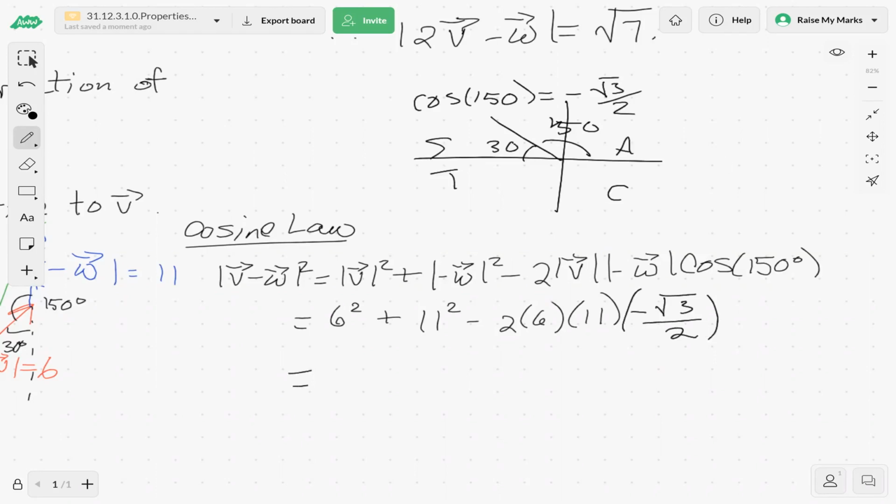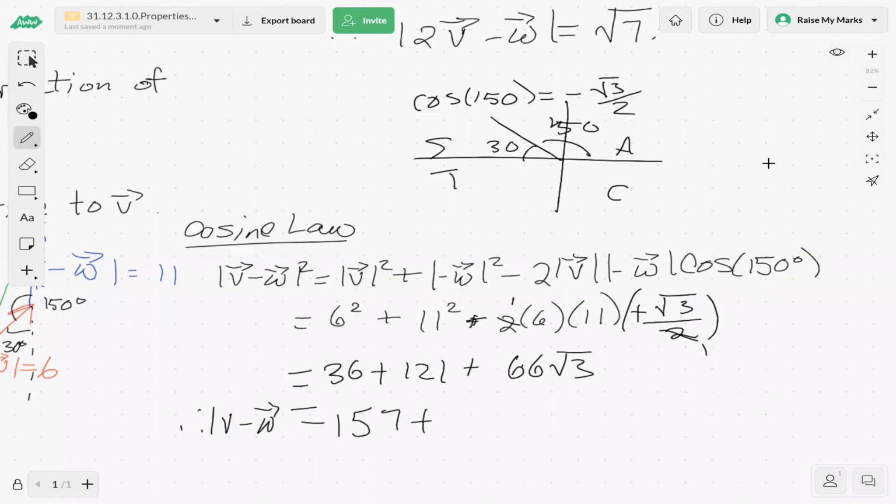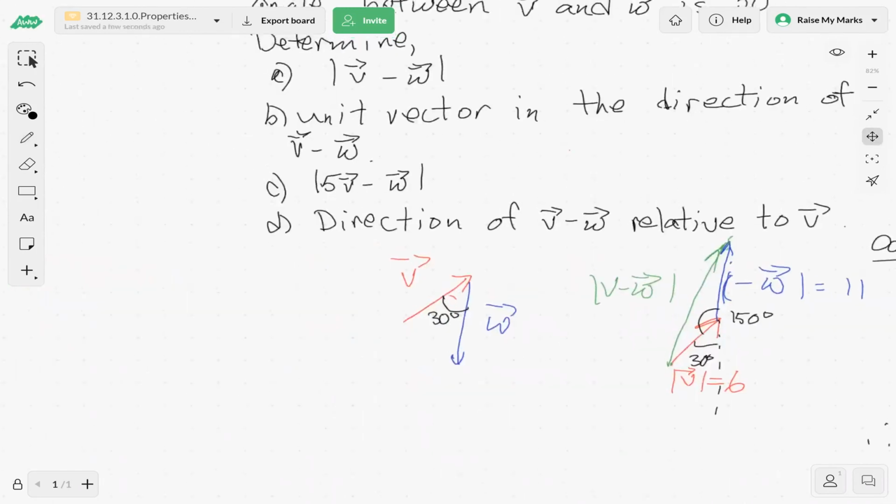Let's simplify. We get 36 plus 121 minus, let's cancel out our 2s here. And our negative signs give us a positive. And we're left with 66 times root 3. Big number. Okay. 36 plus 121 is 157. So therefore, the magnitude of v minus w is the square root of 157 plus 66 root 3. Okay, good. So that takes care of part A. That was a lot of work.